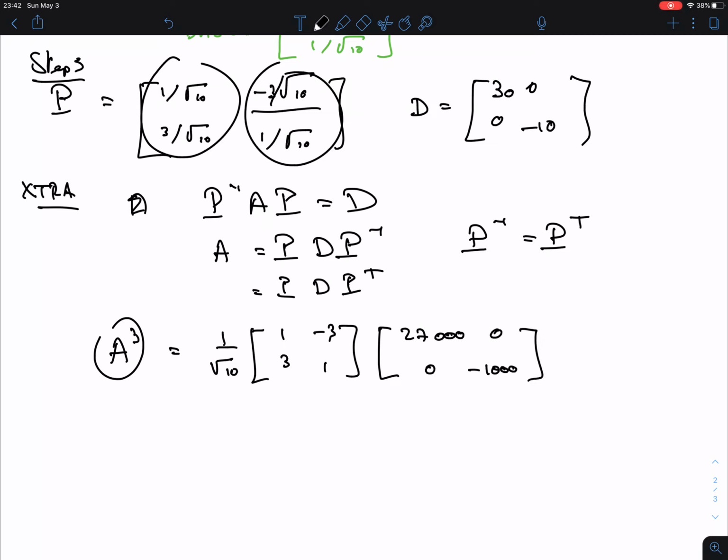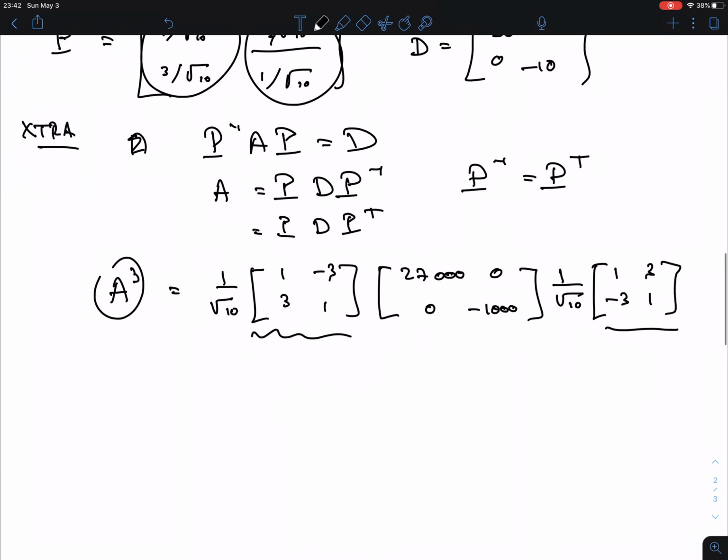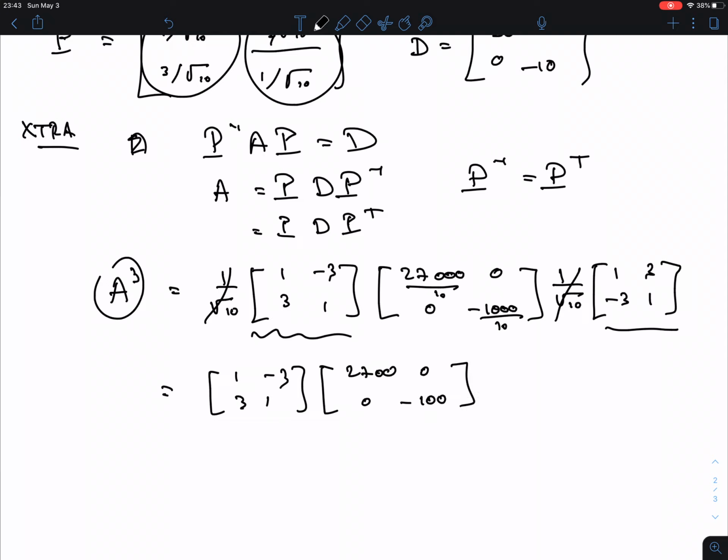And what about the transpose? Well, the transpose, of course, also has 1 over radical 10, and then we just transpose. So 1, negative 3, 3, 1. This is just the transpose of this guy. We have 1 over radical 10 twice, which combines to 1 over 10, and we can divide here. So this and this will be divided by 10, and I'm left with 1, 3, negative 3, 1, then 2700, 0, 0, minus 100, and then 1, negative 3, 3, 1.